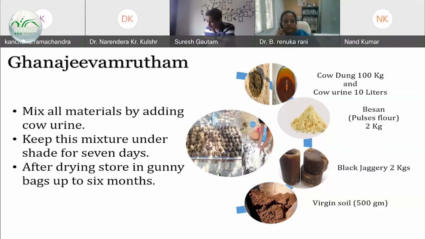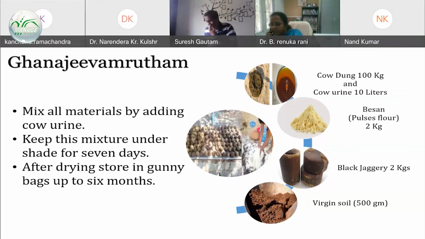What are the ingredients required? Cow dung, 100 kg you can take, cow urine 10 liters, and besan or any pulse powder other than groundnut and soybean. You can take flour of all pulses. Besan is available in plenty, and our farmers are also using horse gram seed. It's very good. Then block jaggery, that means naturally prepared jaggery, 2 kg, and virgin soil 500 grams. That's all. These are the ingredients we require.